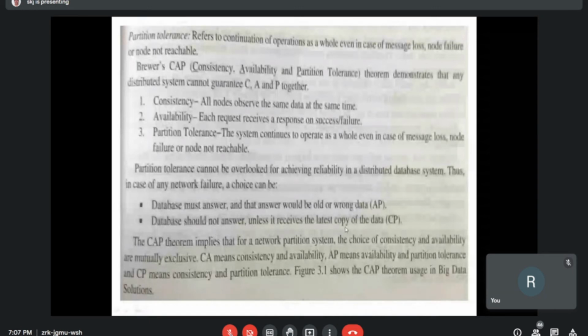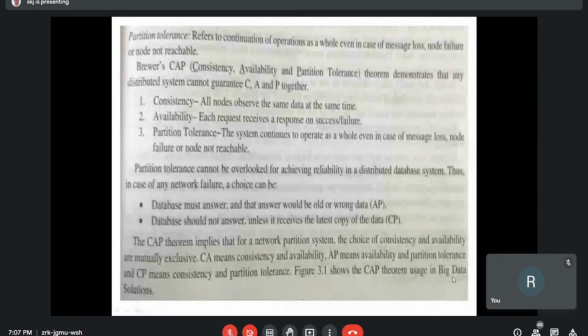So this is called consistency and partition tolerance. This is called availability and partition tolerance. So these two, if we take, then we can go ahead. The CAP theorem implies that for a network partition system, the choice of consistency and availability are mutually exclusive. CA means consistency and availability, AP means availability and partition tolerance, and CP means consistency and partition tolerance.